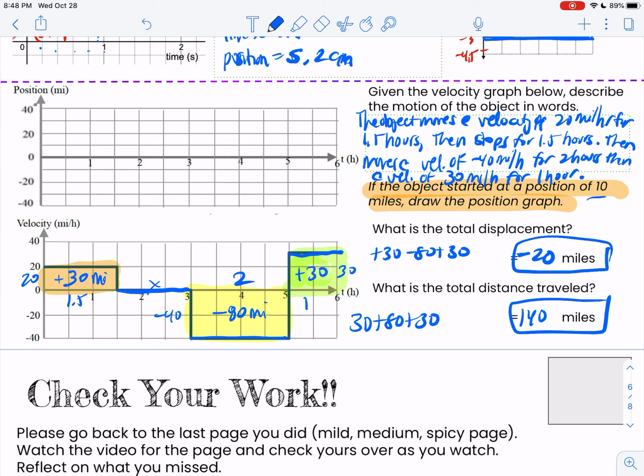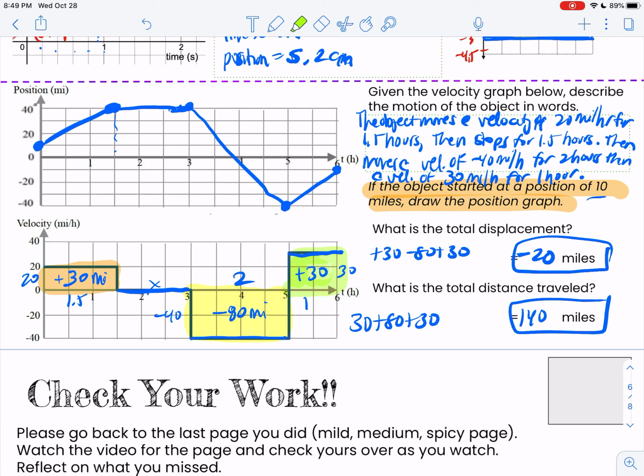Okay. And it's starting at 10. Okay. And then it's going to go plus 30 to here. Okay, and then it's going to go flat till 3. All right, and then it's going to go negative 80. So from 40, it's going to go down to here. Oh, I see why I botched up the last page. Okay, and then 30. So it's going to go up by 30 to here.